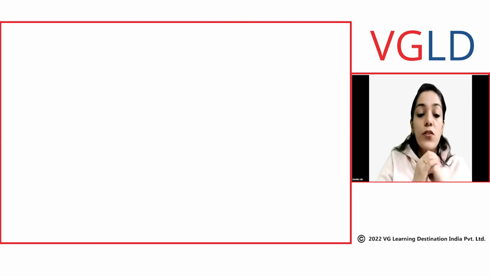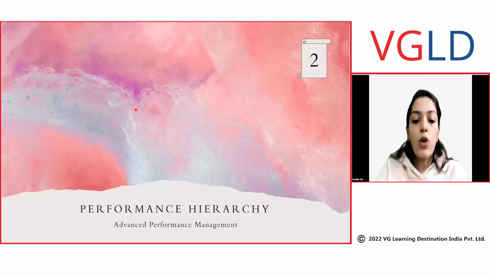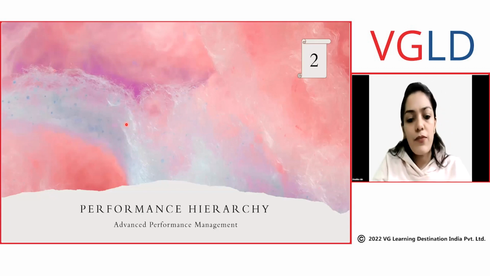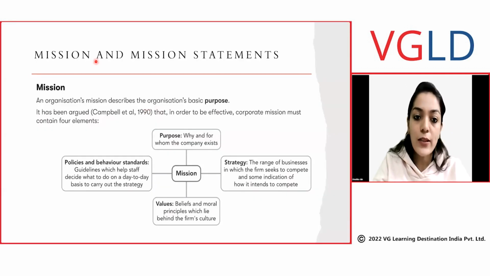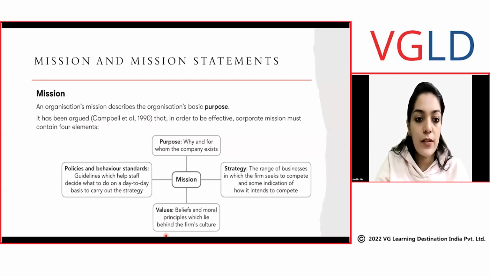Okay, so the second chapter in the curriculum is performance hierarchy. Very interesting, nothing complicated. Again, it's just theoretical, so please stay tuned. So the first topic is mission and mission statements. You all would have seen the mission or vision statements of companies, have you? Let me show you some examples here. I'll open up.